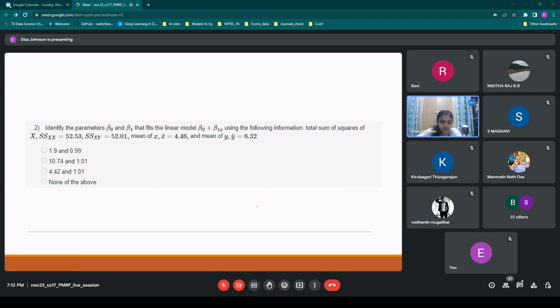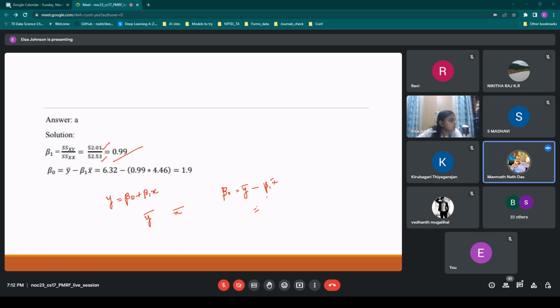Okay, we'll move on to the next. It is the simple covariance.